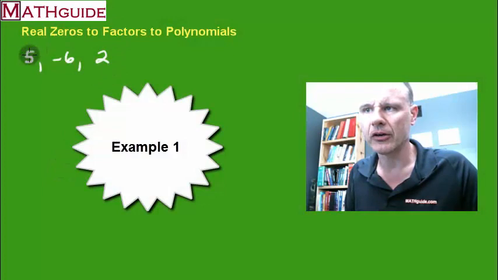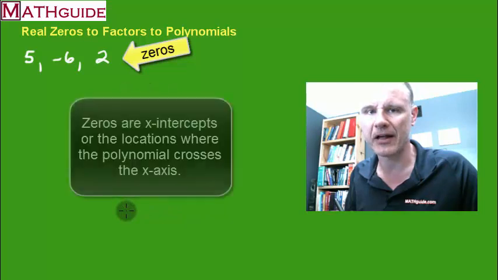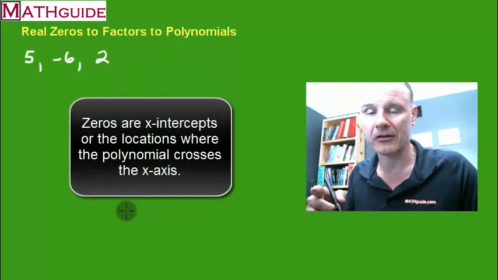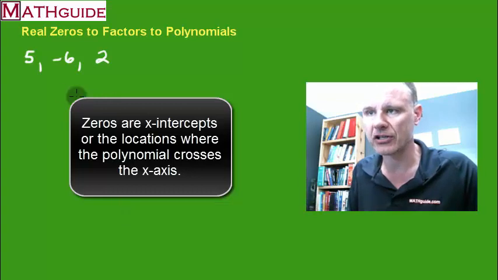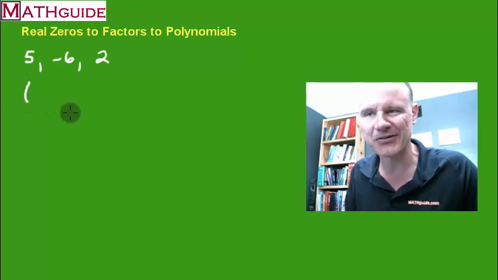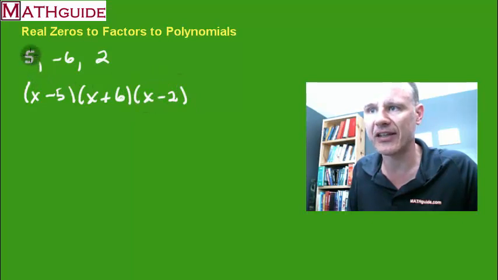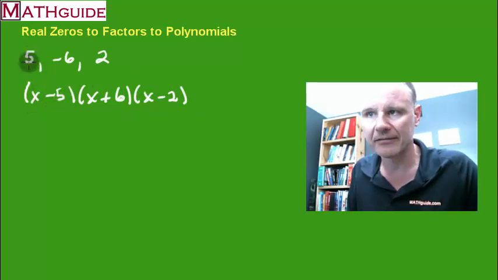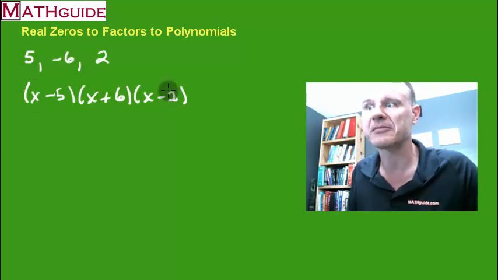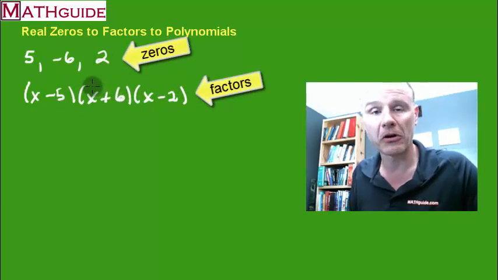Here we have 3 real zeros. Remember, that stands for the x-intercepts of a polynomial. In other words, that's where the polynomial crosses the x-axis at these 3 locations. So what do you do first if you want to find the polynomial that has these zeros? You convert them into factors, and you just basically take the opposite. It's x minus 5, x plus 6, and x minus 2. Now that we have the factors, you multiply them together.